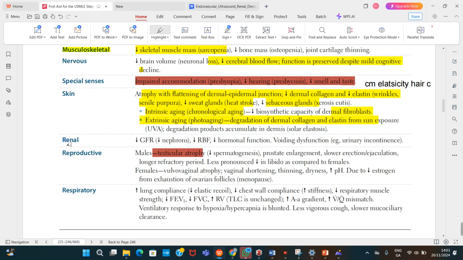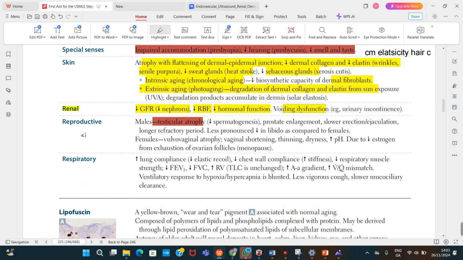Then the renal system, what happens is renal filtration rate reduces. Why? Because the nephrons reduce in number. The renal blood flow also reduces. The hormonal function also drops because they can no longer produce erythropoietin and the other hormones, and they can even find it very difficult to pass urine, so they can have urinary incontinence due to neural reflex abnormality. Usually overflow incontinence.